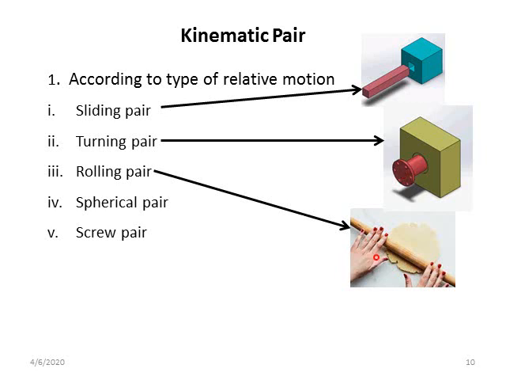So it's a classical example of a turning pair. The third one is the rolling pair, where two links, the roller and the flat surface, have a relative motion, which is called rolling motion.